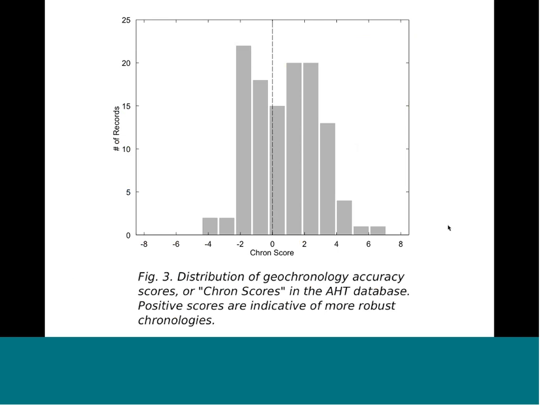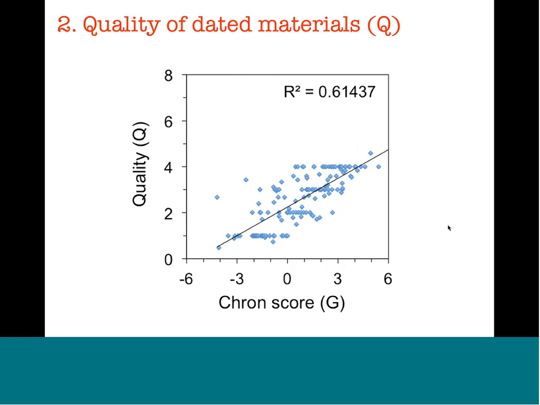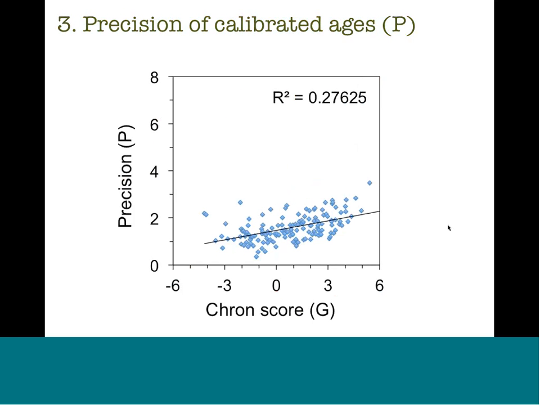And we got a distribution that looks like this. So we accomplished our goal of stratifying the records. We have about two-thirds of them greater than 0, one-third less than 0. And you can see the impact. As delineation increases, the total score decreases. As the quality increases, the total score increases, and the precision is the least important parameter in the way that we weighted it, and as the precision increases, the total score also increases.